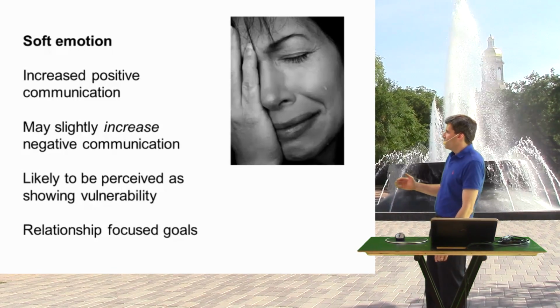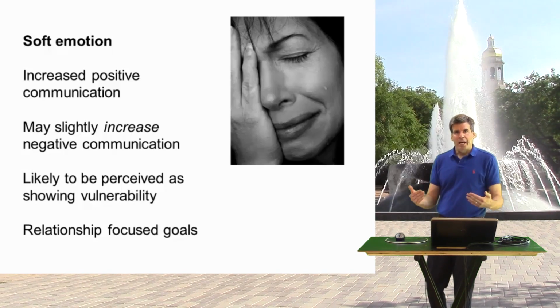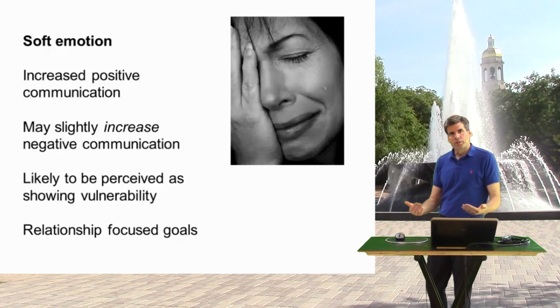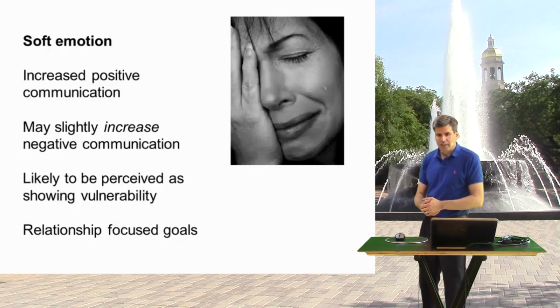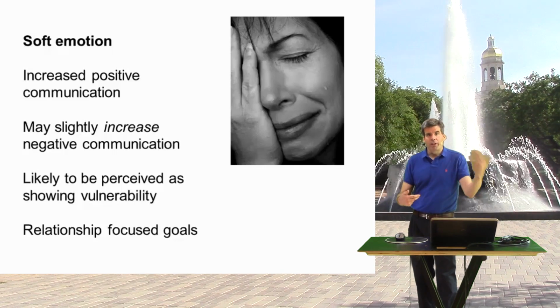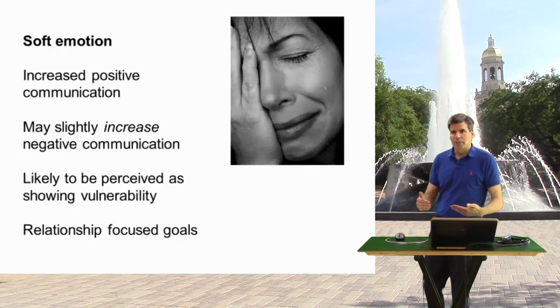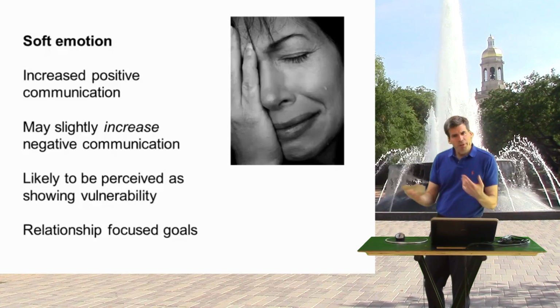So we can talk about hard emotion or anger as having self-focused goals. We might contrast that with soft emotion, which can be feeling sad or hurt or concerned or disappointed. So both anger and sadness, hard emotion and soft emotion, are emotions that people might experience in a relationship conflict. But they're two very different emotions.